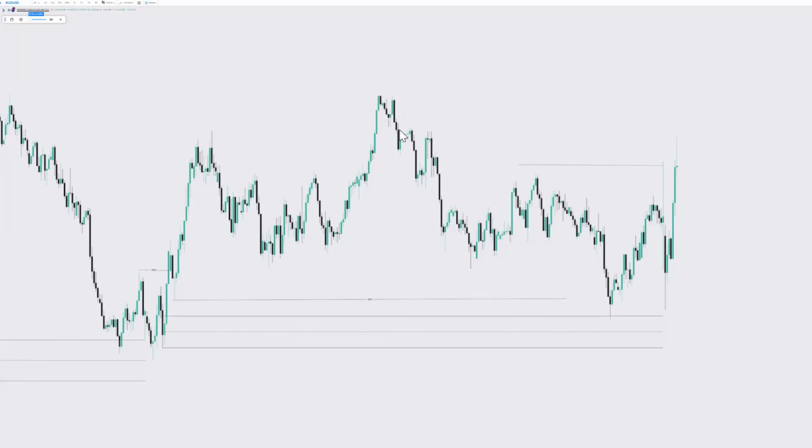Now, at this particular area, what you're going to notice is that we actually have a shift in structure. Yes, we have a shift in structure based on the internal structure. Now let's go ahead and read this. At this particular point, this was the low that was formed. After price formed this low, it reacted to the upside and formed this high right here.